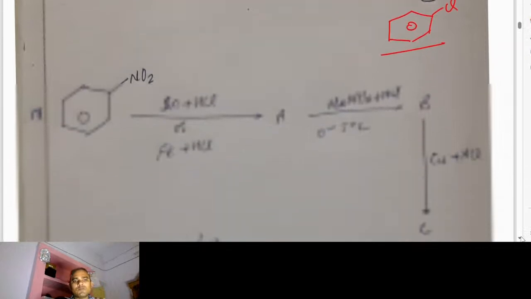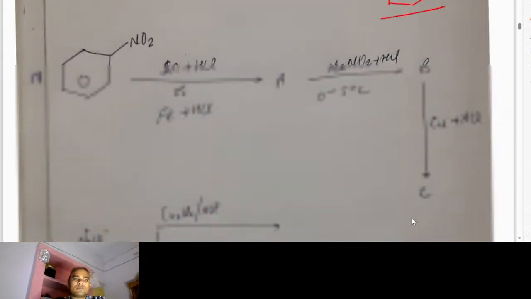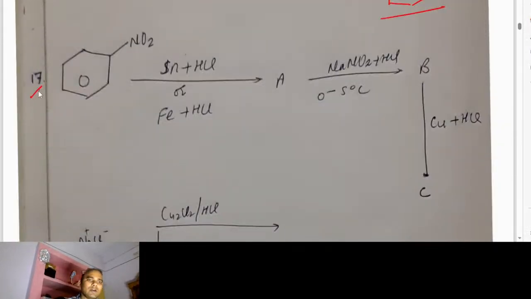Now let us move on and try to solve one more problem. What is question number 17? If you see question number 17, it is a similar half reaction. It is Sn plus HCl, metal acid. When metal reacts with acid, it always gives what? Hydrogen gas, right?